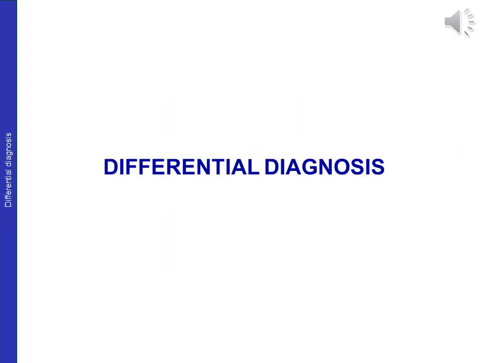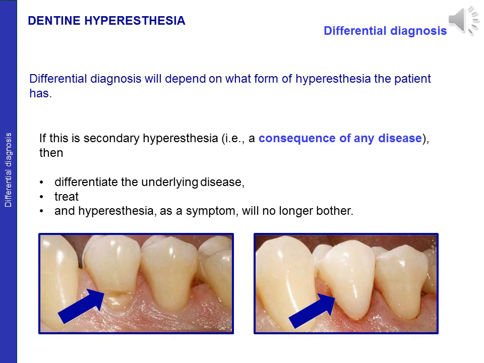Differential diagnosis. Differential diagnosis will depend on what form of hypersensitivity the patient has. If this is secondary hypersensitivity, meaning a consequence of some disease, then differentiate the underlying disease and treat it, and hyperesthesia as a symptom will no longer bother the patient.